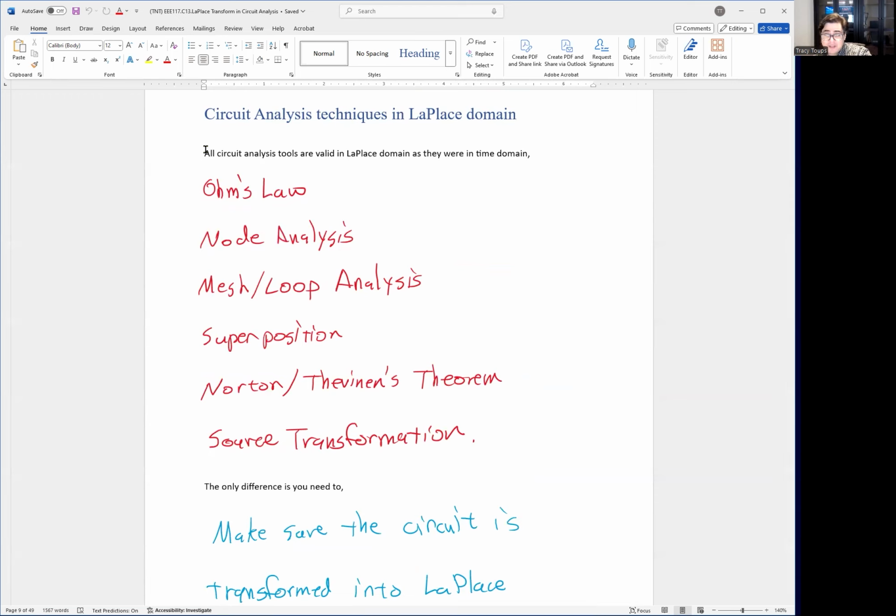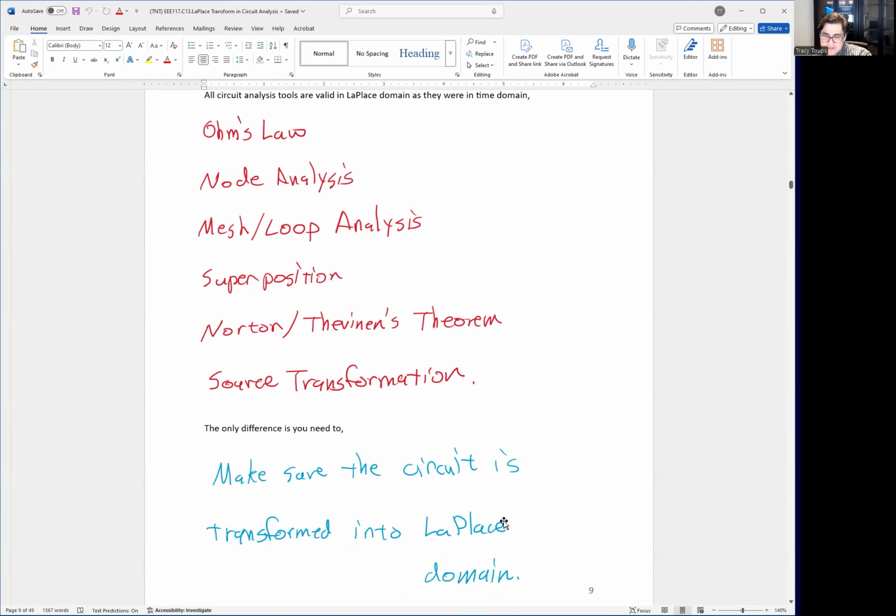Okay, so those are the four main elements: the resistor, inductor, capacitor, and voltage sources. That's how we bridge everything together. We can pretty much start doing circuit analysis now, right? Any type of circuit analysis you used in engineering 17 is valid as if they were in the time domain. For example, Ohm's law, node analysis, mesh loop analysis, superposition, Norton-Thevenin's theorem, source transformations. There's a few others I didn't mention, but any engineering 17 circuit analysis for DC is valid for this as well. Okay. The big difference is you need to do the extra work to make sure the circuit is transformed into the Laplace domain.